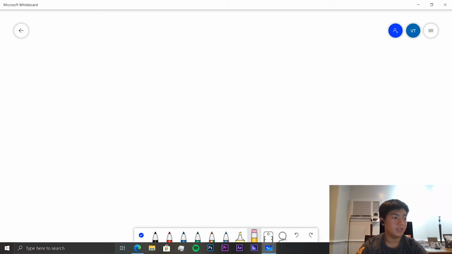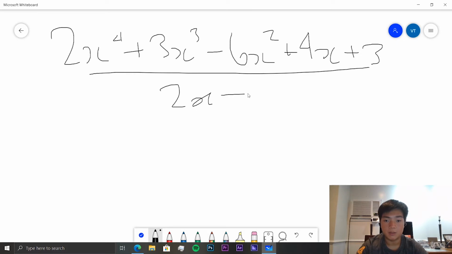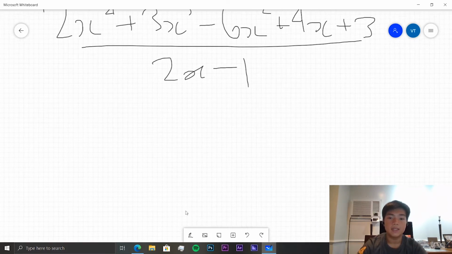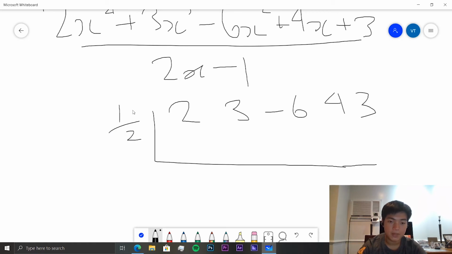So let's move on to the next question. That one asks for 2x to the 4 plus 3x cubed minus 6x squared plus 4x plus 3, and we need to divide this by 2x minus 1. Okay, so let's synthetic division it. We have 2, 3, negative 6, 4, and 3, and we need to divide it by effectively 1/2, since this would be negative b, negative negative 1 over 2, which is 1/2.